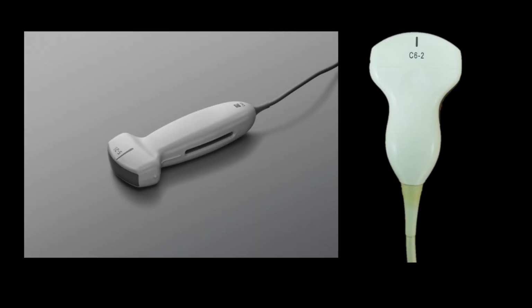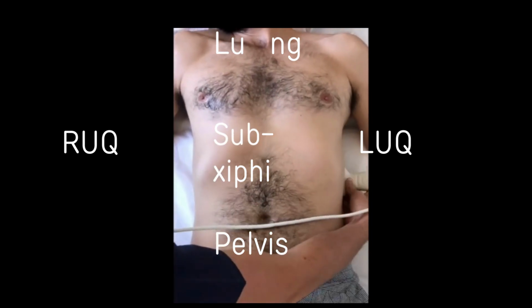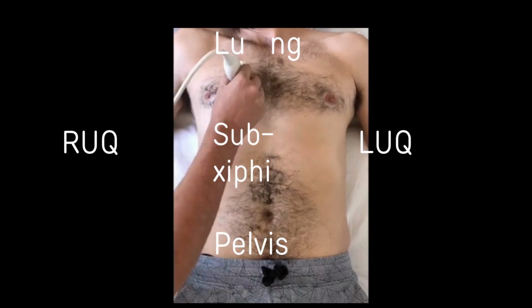Okay, so we're going to use the curvilinear probe. Quickly, subxiphoid, left upper quadrant, pelvis, right upper quadrant, and then we're going to interrogate the lung. And that can really help in the initial stages. So this should really be part of your primary survey. It is really difficult to listen for a pneumothorax when there are alarms going, and really difficult to know, is there decreased air entry or not?